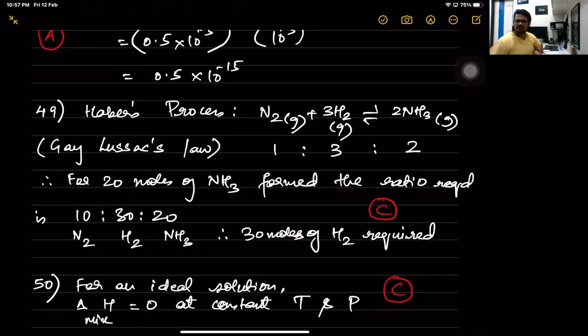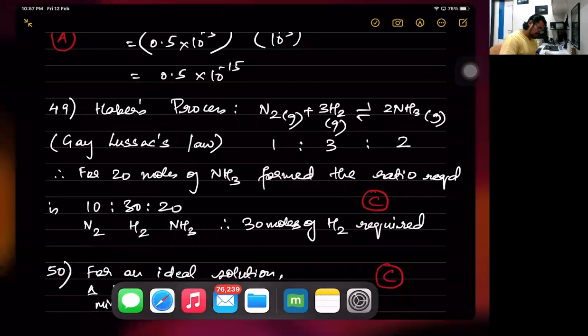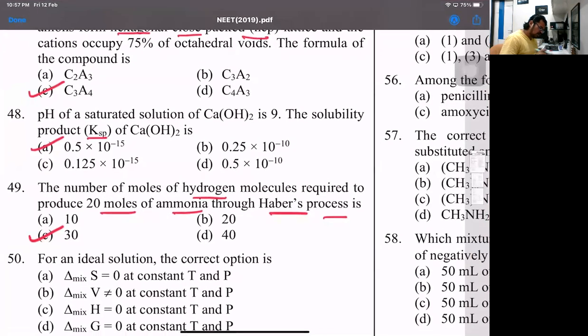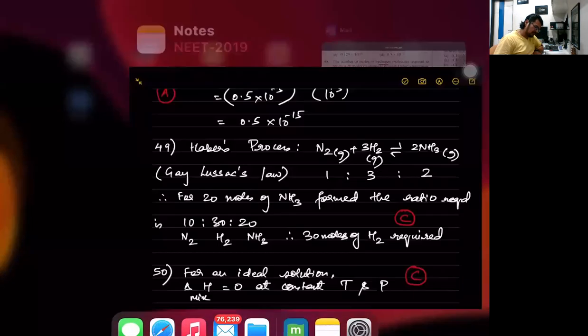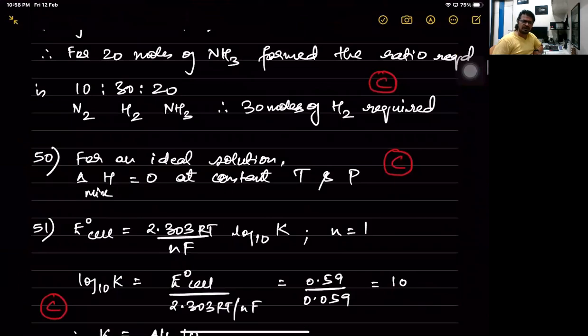All right, so it's a direct one. Then 50th one, for an ideal solution, the correct option is: an ideal solution, on mixing the solute and the solvent, there is no change in enthalpy. There is no change in volume. So there is only one option over there. That's going to be C. On mixing at constant temperature and pressure, there is no change in its enthalpy. So 50 is C. That's the part. All right.